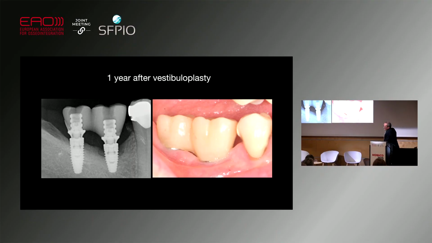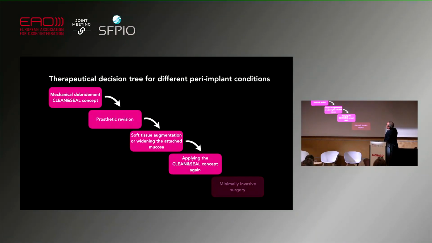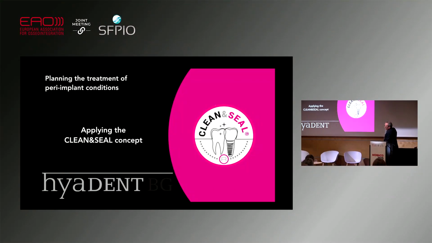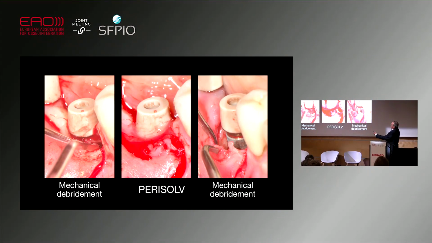But after a year performing the vestibuloplasty, it's quite clear that this is not a healing, because there is a tendency that inside the defect it will be worsened. So then I decided to do a so-called minimal invasive surgical approach for the implant. I do not deflect the flap. I only pull the flap side apart from the titanium surface of the implant. I do the first step from the CLEAN&SEAL concept, the Perisolve treatment.